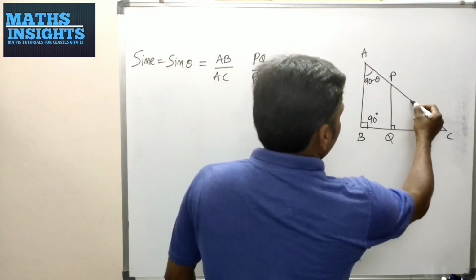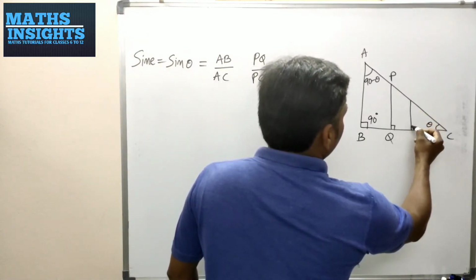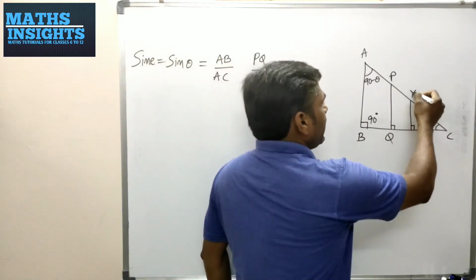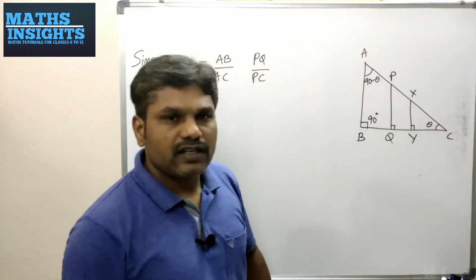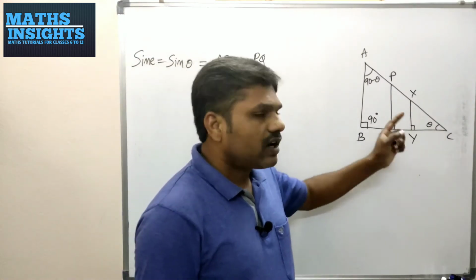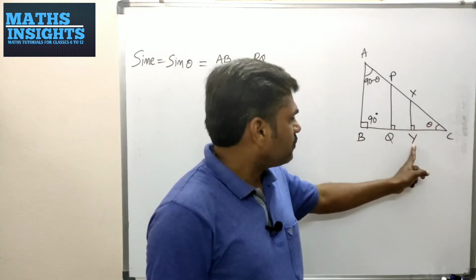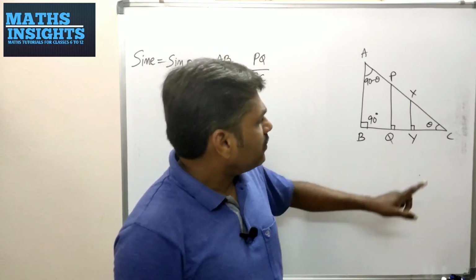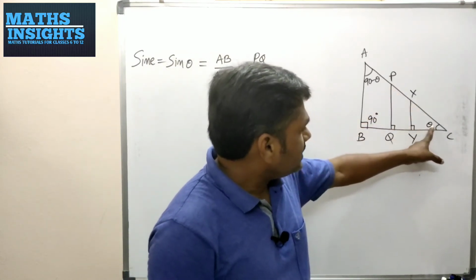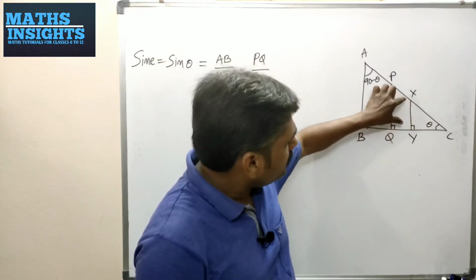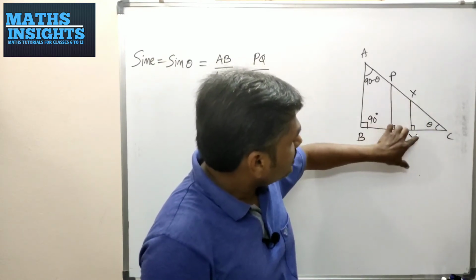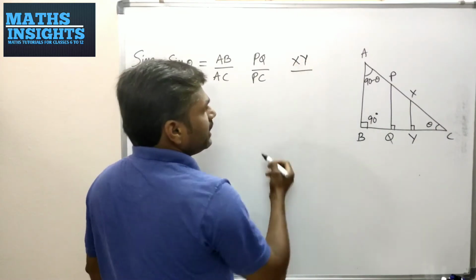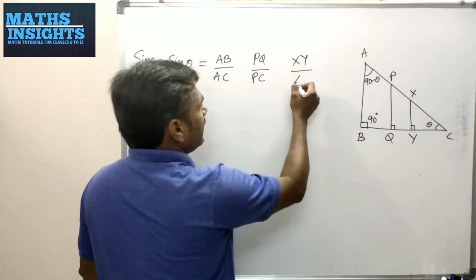Similarly, I am taking another perpendicular to the side BC, let it be XYC. Then you have another right angle triangle called XYC. In this also, I will find the ratio of the side opposite to theta. This is theta, and the side opposite to theta in XYC is XY. Therefore, XY by hypotenuse, which will become XC.